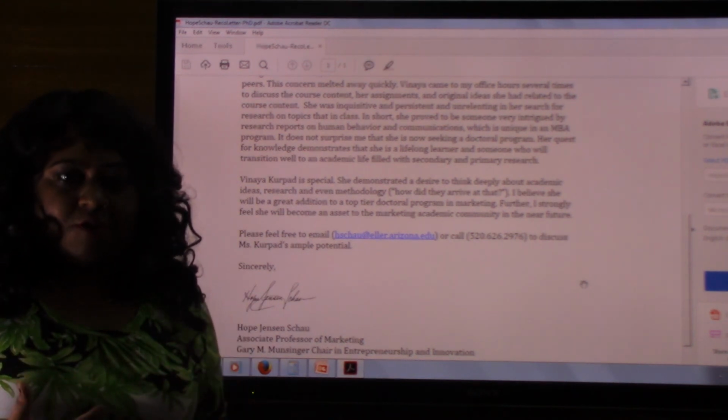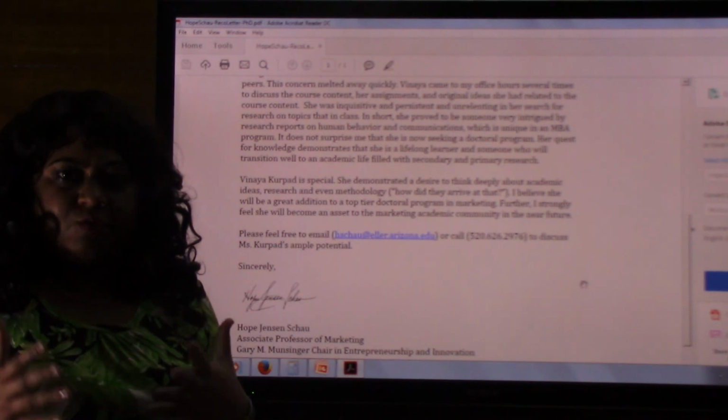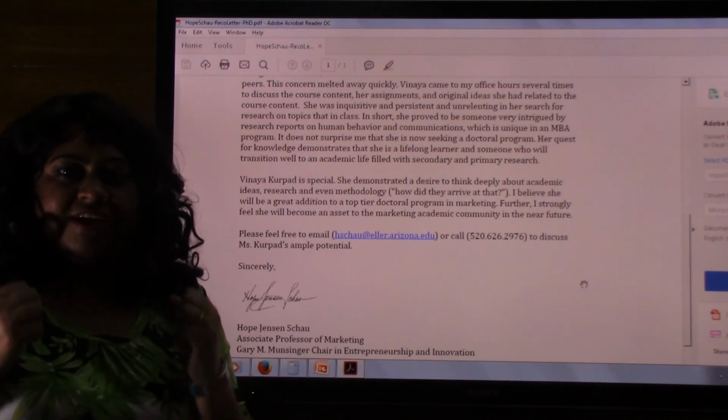And now we've talked about the format, how to request, when to request, what to write, what not to write, and how to make it fabulous.